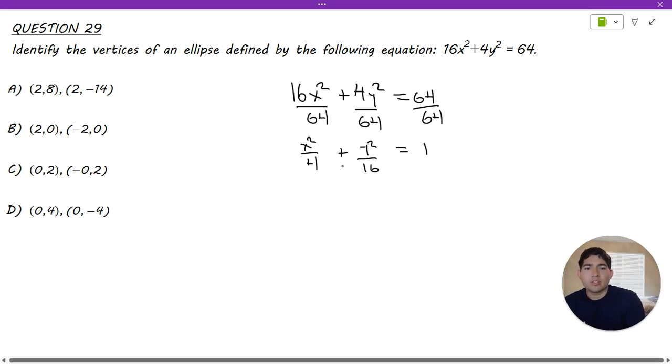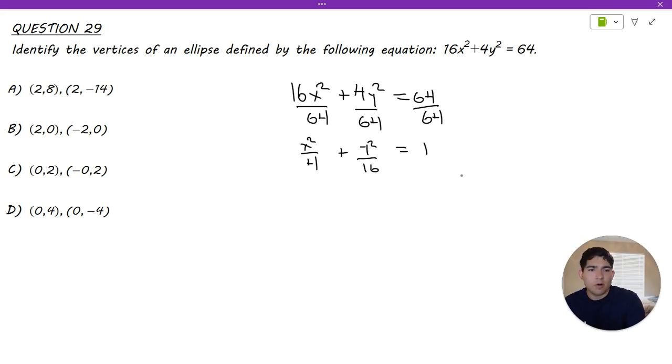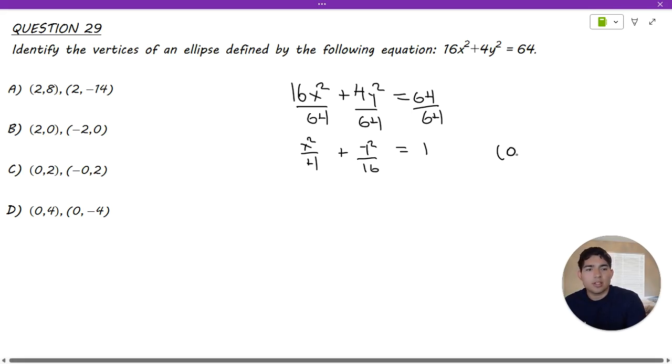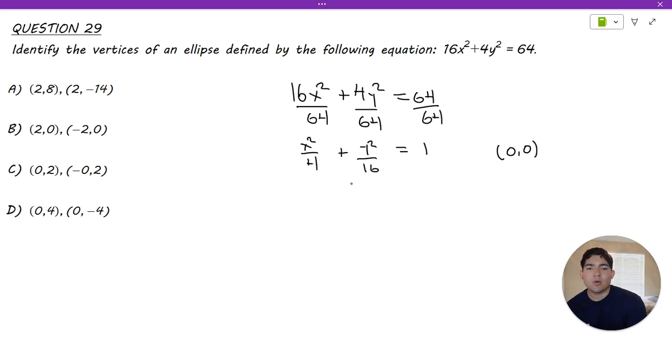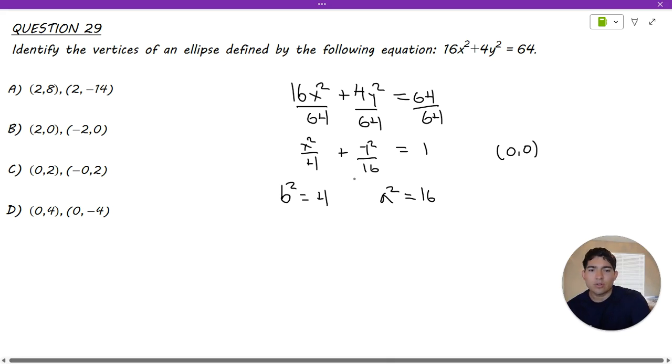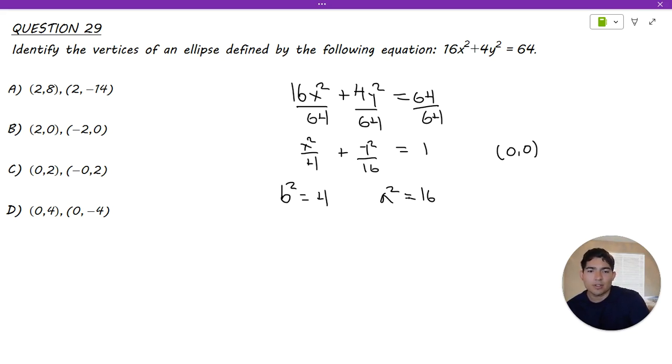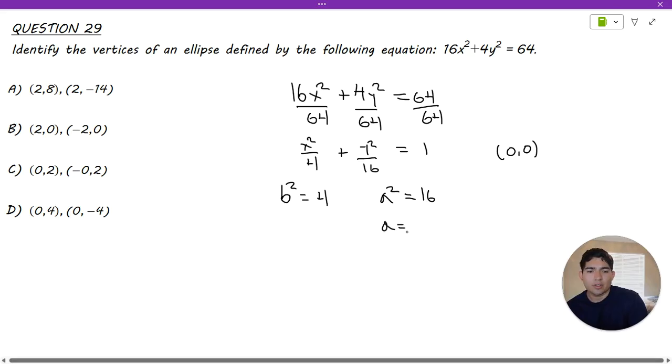Now, because there are no transformations associated with the x and the y, that tells us that this ellipse is centered at 0, 0. So now let's find out what our a squared and our b squared is. So a squared is always going to be the bigger of these two denominators. In this case, it was 16. And a, after you take the square roots, is going to be 4. And b is going to be equal to 2.